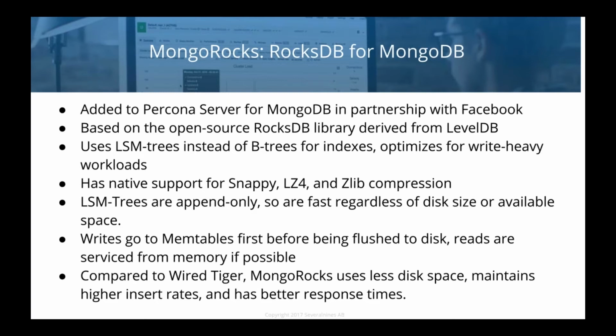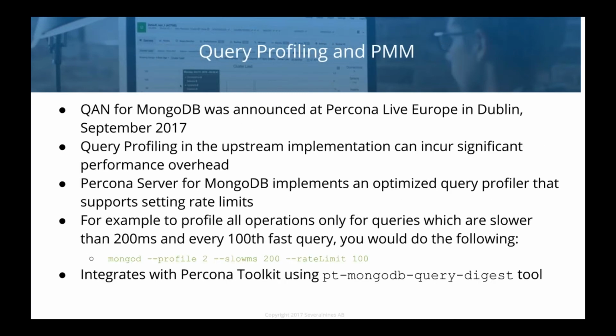And the enhanced query profiling feature. So QAN, which is a component of PMM, for MongoDB was announced at Percona Live Europe just last month. And it's based upon getting data out of the query profiler. So query profiling in MongoDB has some capabilities internal to itself to help you understand the way that your queries are operating within the database. However, the upstream implementation is based upon basically it being on or it being off. There is some filtering mechanics, but in general, it incurs pretty significant performance overhead.